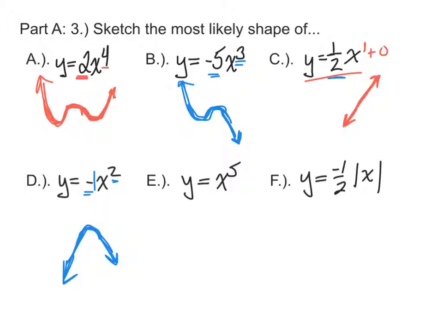In part E, x to the fifth, the leading coefficient is 1. That's positive, so it's going to go up on the end. The degree is 5, so it has 4 turns. 1, 2, 3, 4.